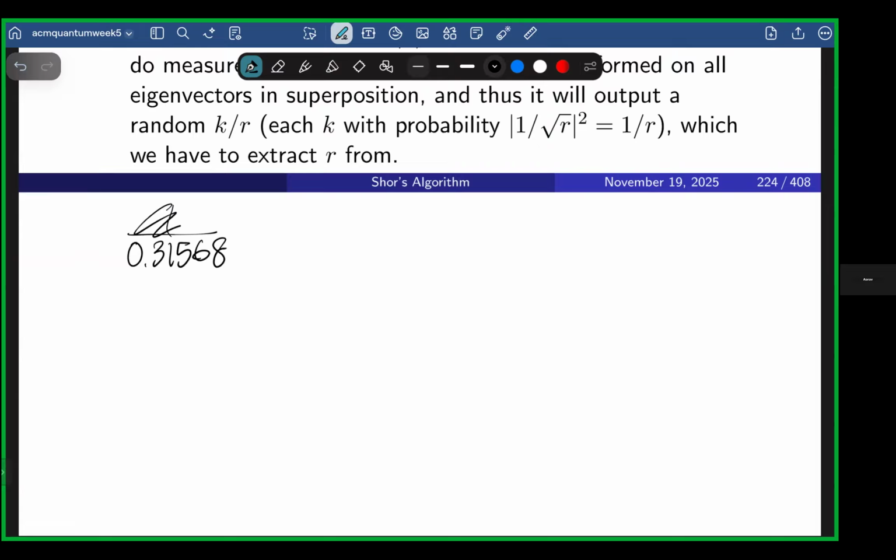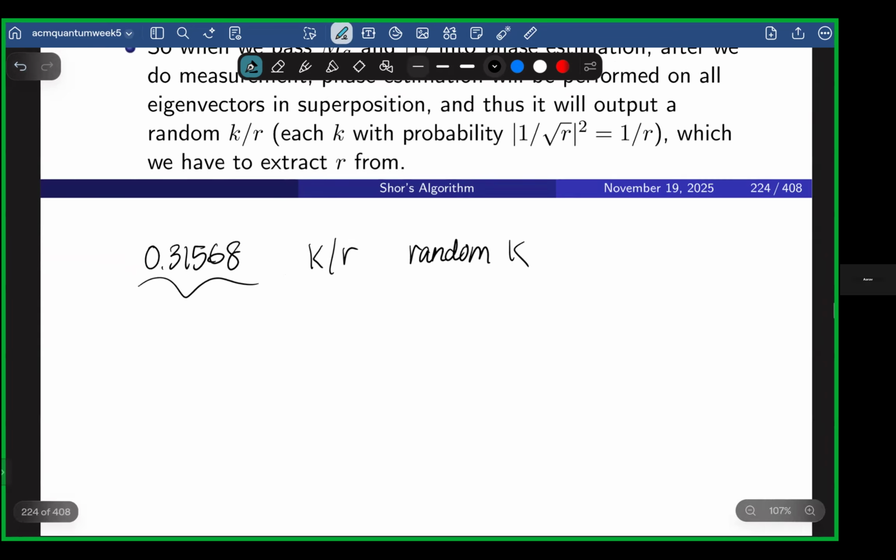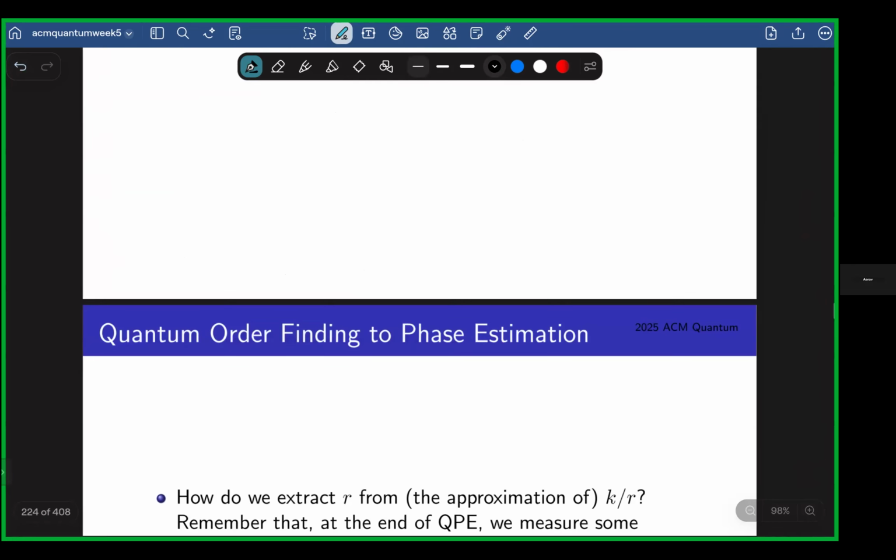But then if I gave you the same thing and I said this is K over R for some random K, now do you know what R is? Right? Yeah, exactly. So that's a trick. You don't know what K is, so this number is almost random to you. If you knew what K is, that'd be great, but you don't. Okay, good.